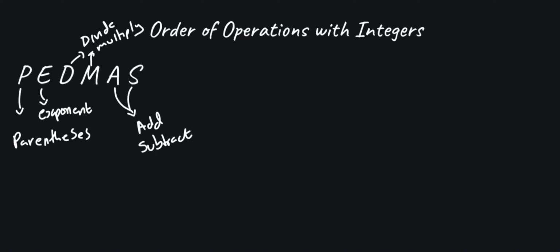This is how people solve the problems, and we always start with P, which is your parentheses. So always start by simplifying what's in parentheses, and then exponents. After that, we can do dividing and multiplying, which can be interchanged, and then addition and subtraction, which can also be interchanged. So here's an example.